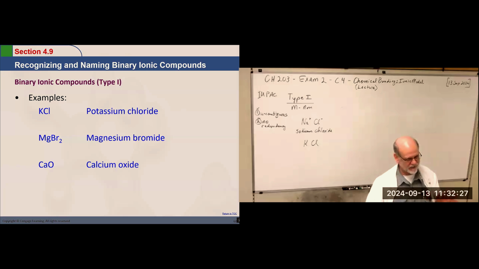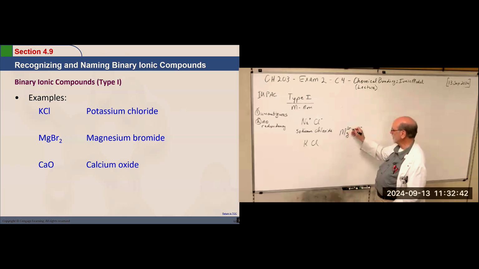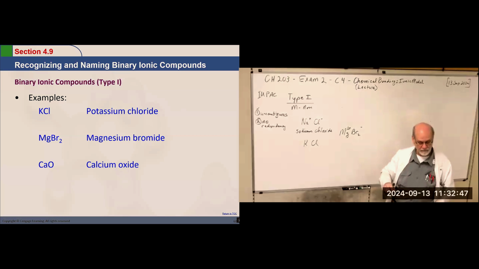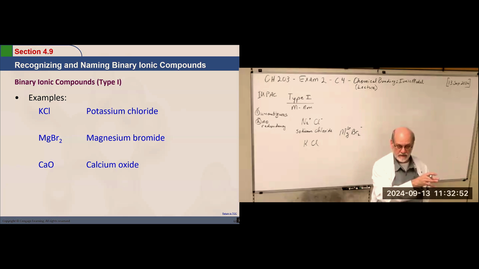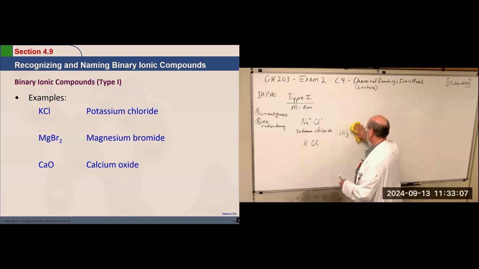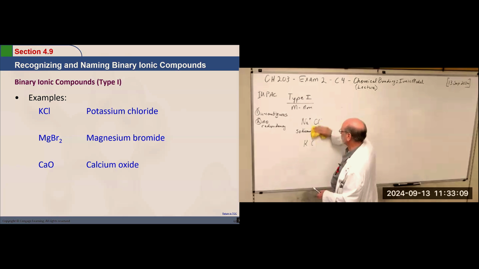Magnesium bromide, is that one written correctly? Right? With a -1 charge and a 2+, yeah, 2 times the -1 is a -2, balances a 2+. And calcium oxide, calcium is always 2+. Chalcogens, oxygen, is 2-. So you only need one of each, right? Simplest whole number ratio for ionic compounds. That's a type 1 compound. It's the simplest one to name. That's why we started with it first.